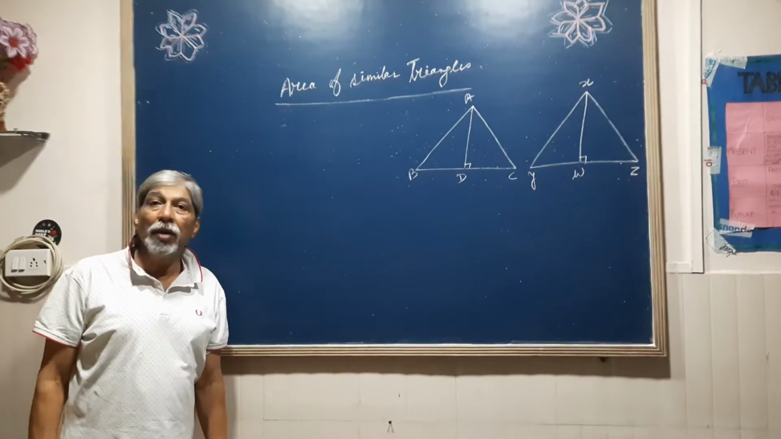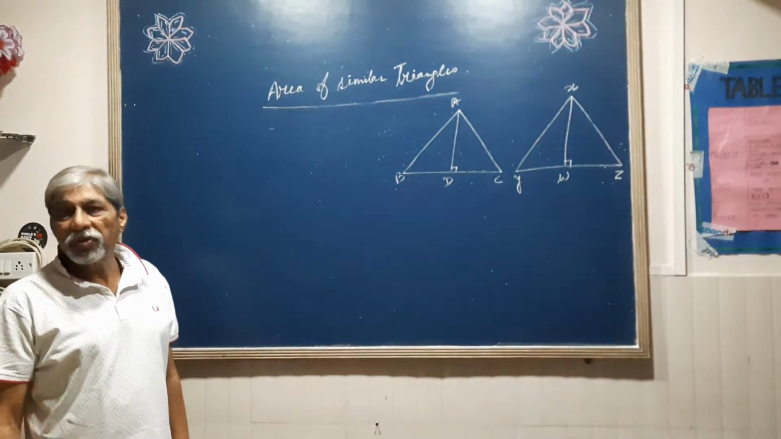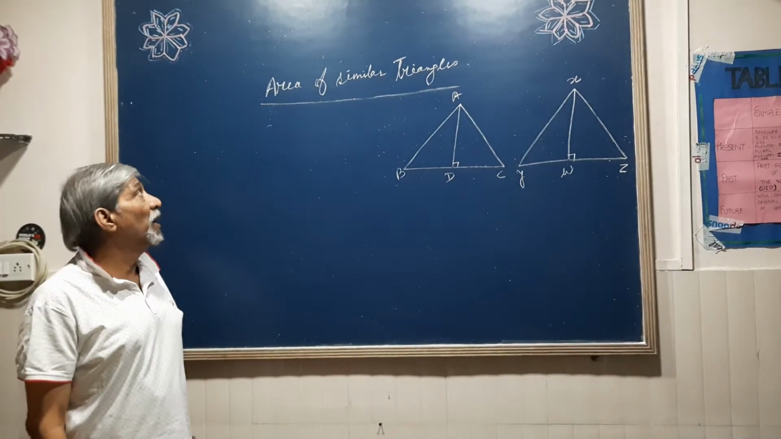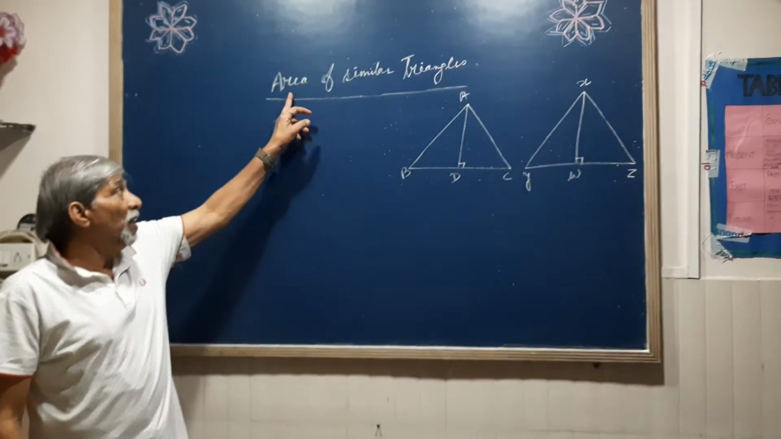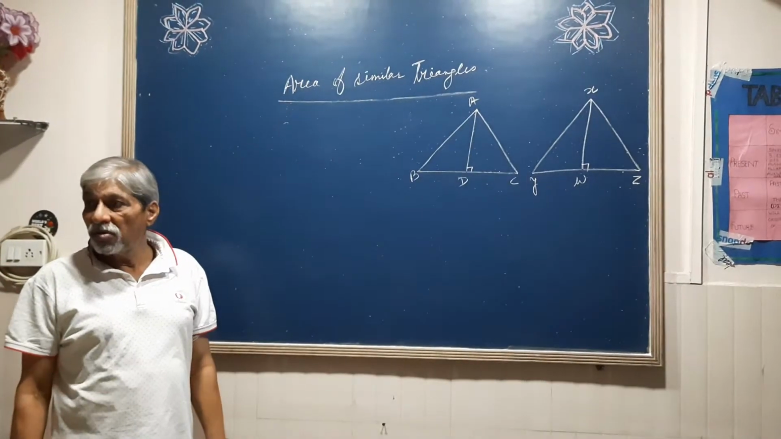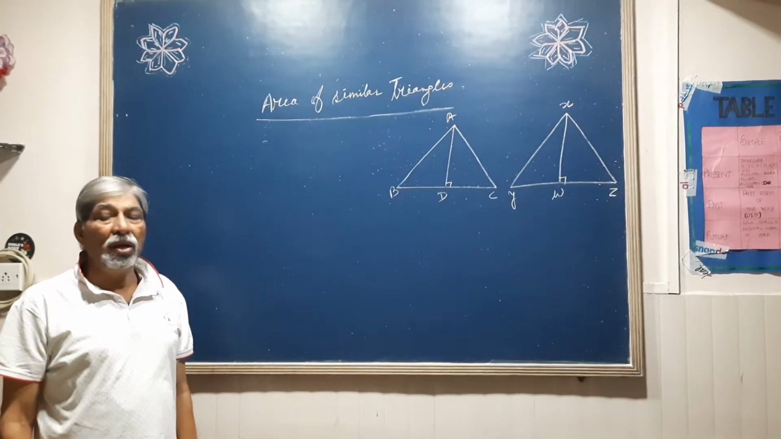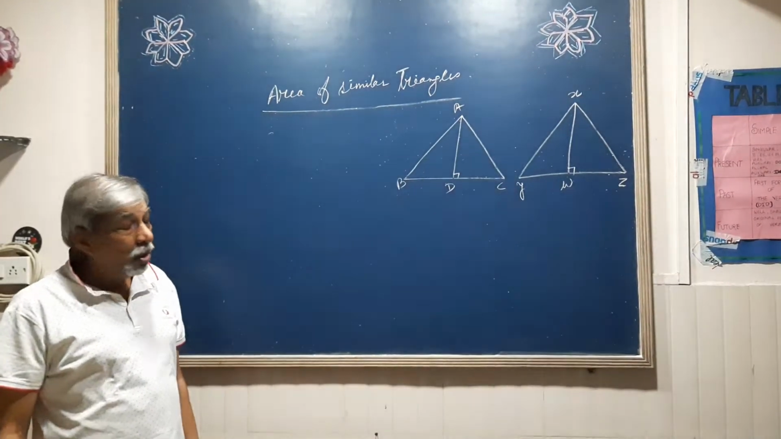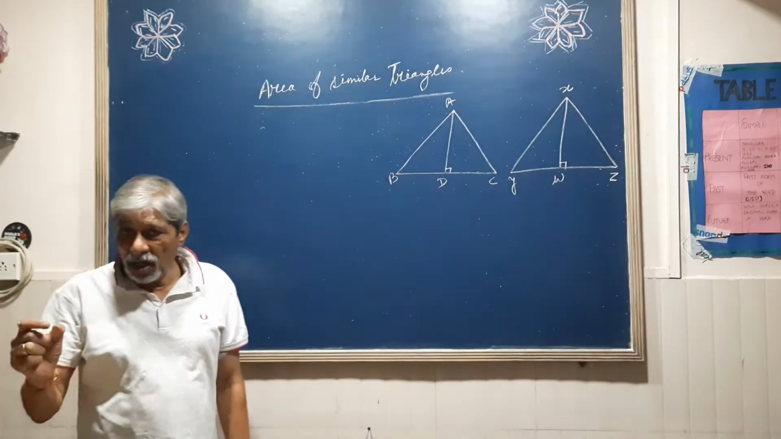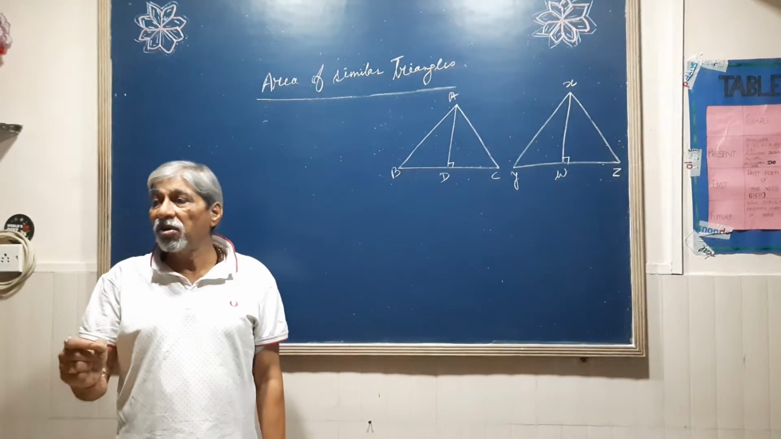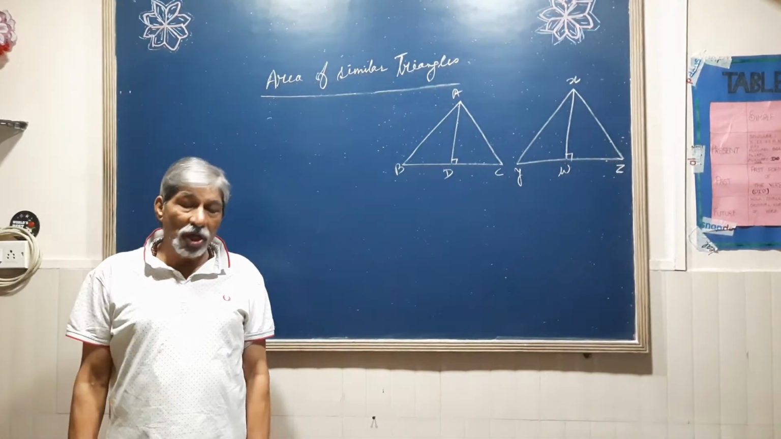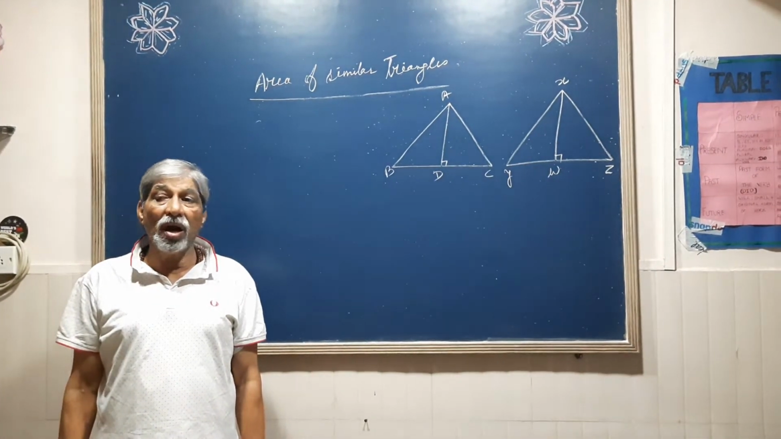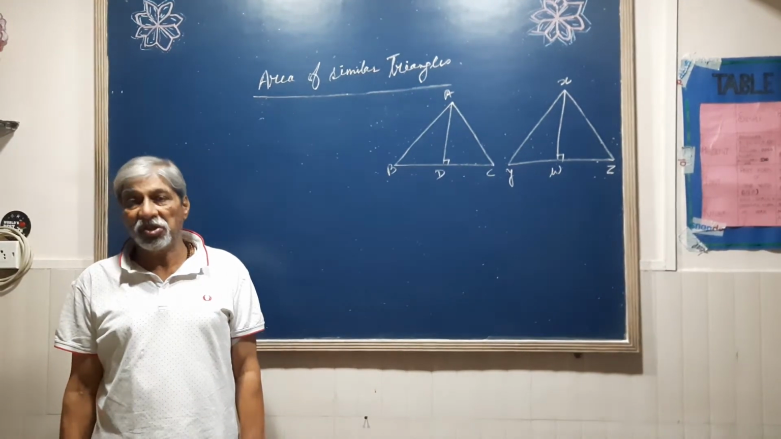Today, with the help of this video, we are going to learn a theorem which is called the area of similar triangles. What is the theorem? The ratio of the areas of two similar triangles is equal to the ratio of the squares of their corresponding sides.